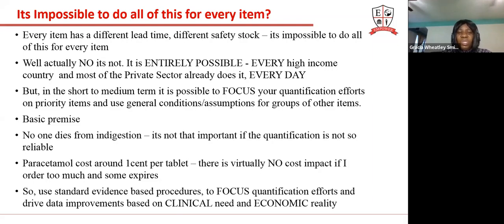In the short to medium term, it is possible to focus our quantification efforts on priority items, and use general conditions and assumptions for groups of other items. No one dies from indigestion, but we will die from lack of antibiotics. So quantification is important, and we must be able to rely on the numbers produced.